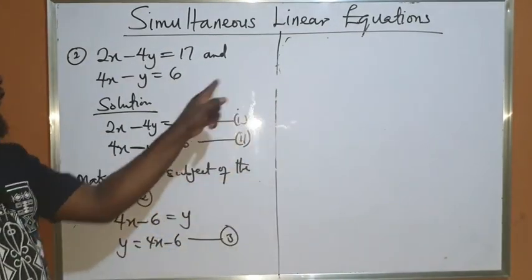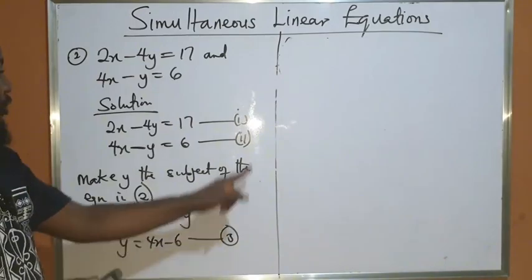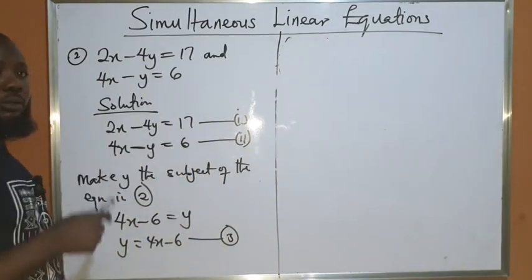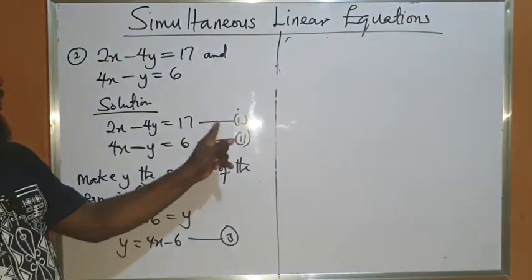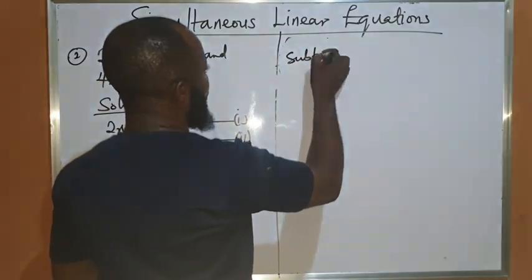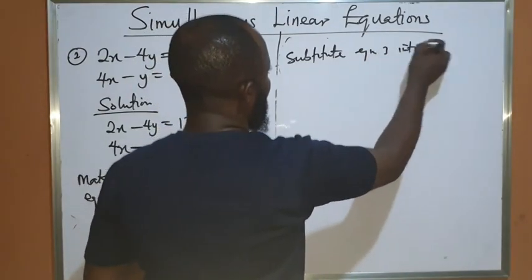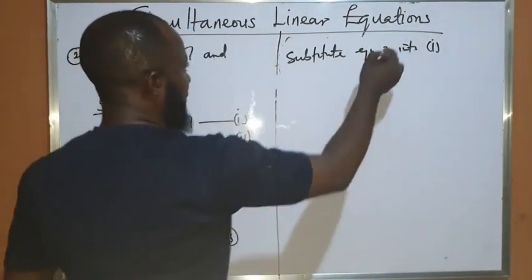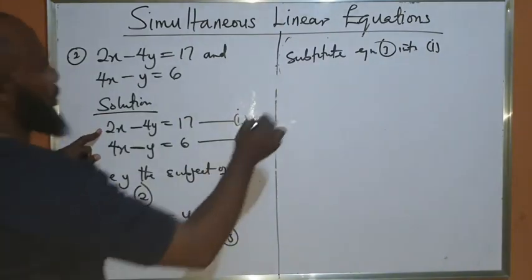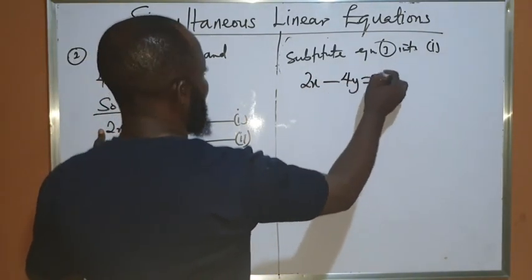So we now substitute into the next equation, which is equation 1. Don't make a mistake. If you substitute back into equation 2, we are still going to get this one. You don't get the answer. So we substitute back into equation 1. So we now say substitute equation 3 into 1. So where is equation 1? This is 2x minus 4y equals 17.